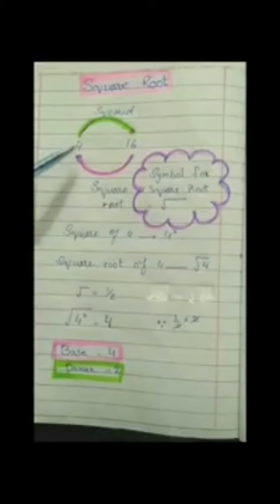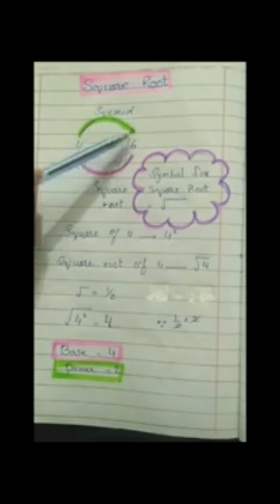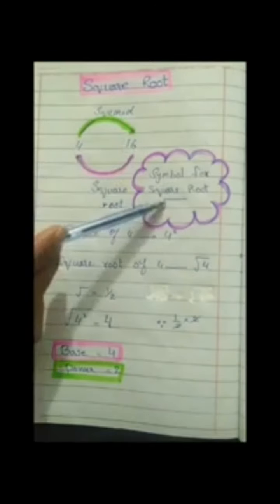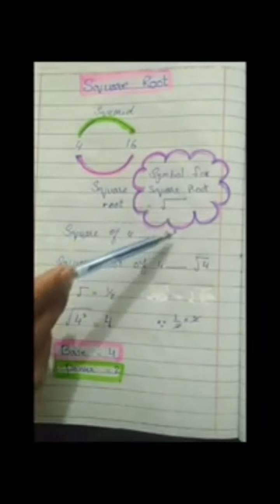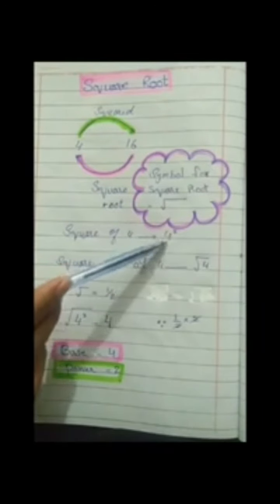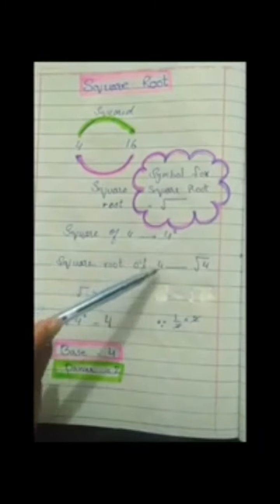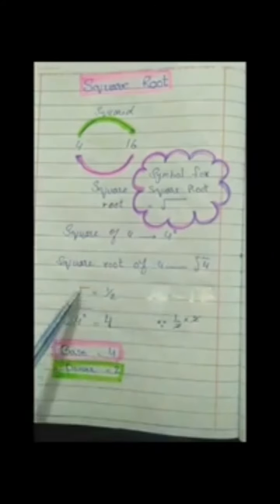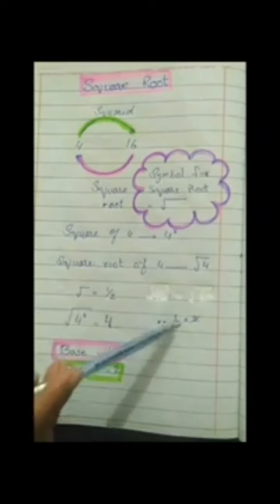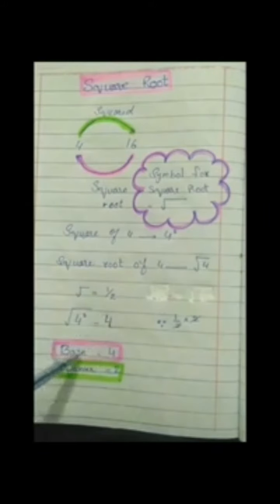For example, we have a digit 4. The square of 4 is 16 and the square root of 16 is 4. This is the symbol of square root, which is also called under root. Square of 4 equals 4 square. 2 is the power and 4 is the base. Square root of 4 is under root 4 or square root 4. Under root equals power 1 over 2. So 4 square, the power 2 cancels with the power of under root, which is 1 over 2, and we get 4. Here 4 is the base and 2 is the power.